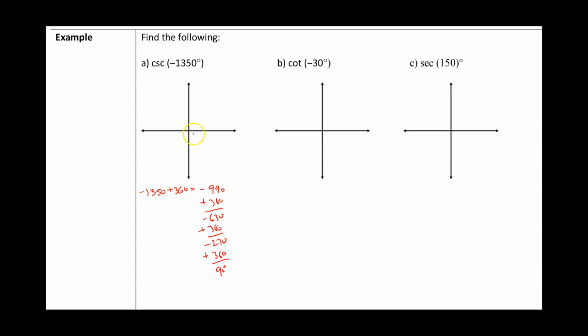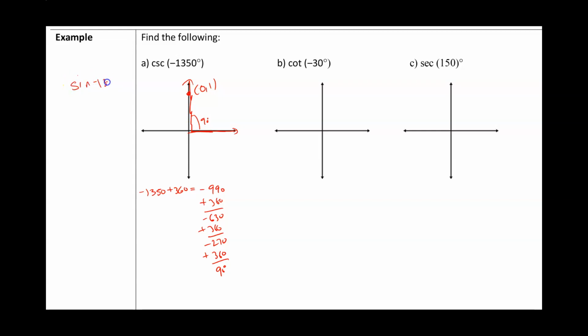So let's sketch 90 degrees. This is 0. This is 90. And the point on the unit circle for 90 degrees is going to be the point 0, 1. The x is 0, the y is 1. Okay, so now let's find sine, cosine, tangent.